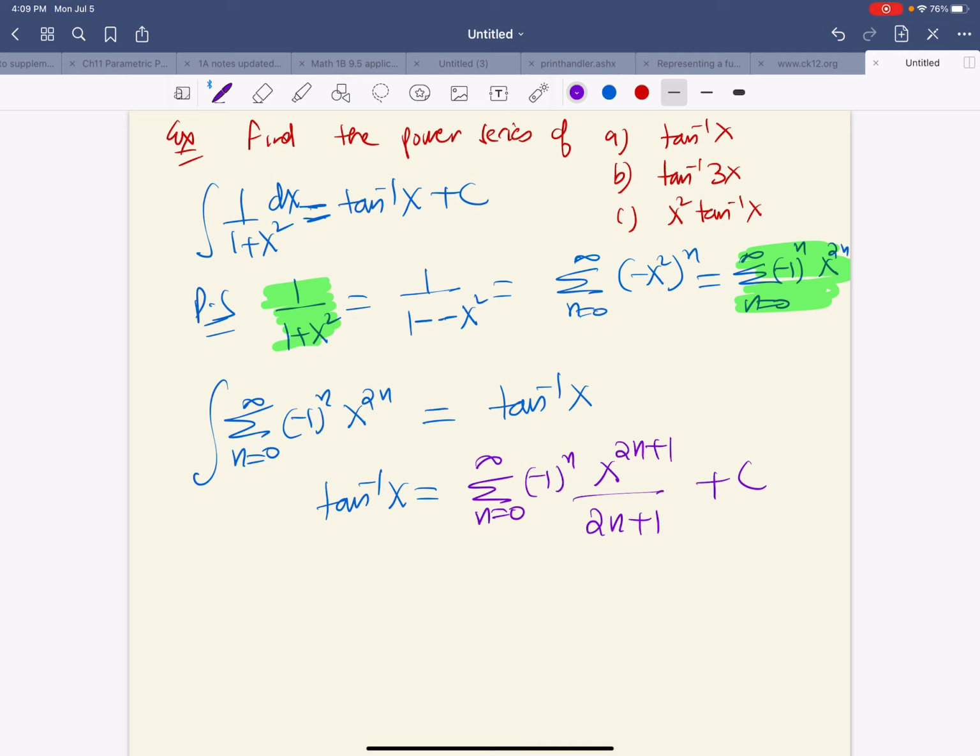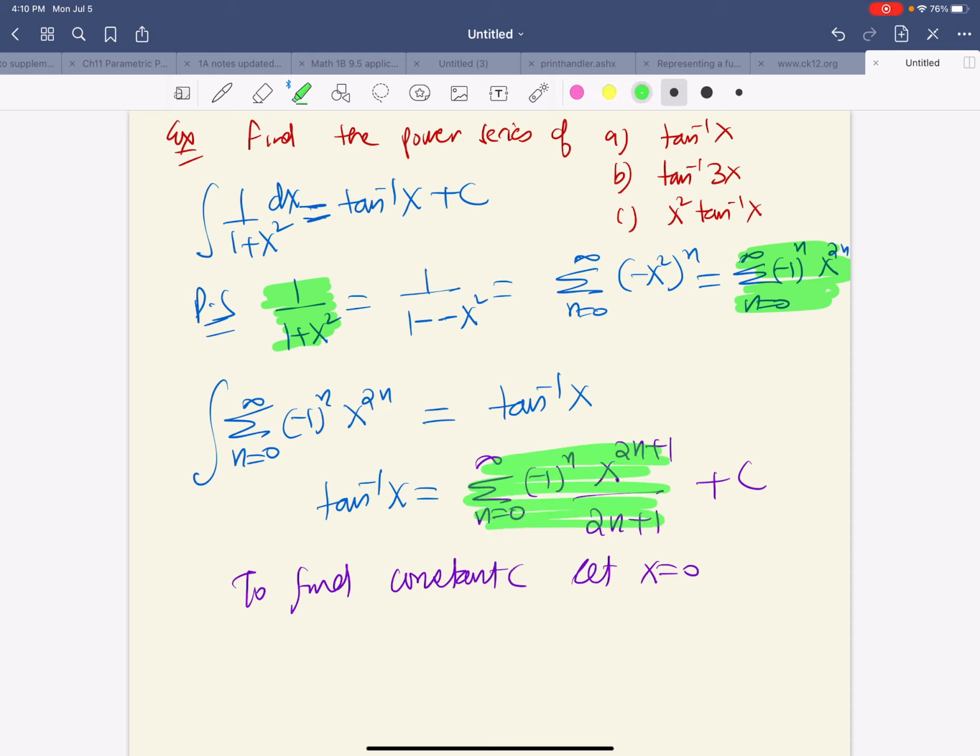But I need to figure out the constant c. To find the constant c, we can let x be 0. You can let x be anything you want, but it would make it more complicated. If I let x be 0, then this entire term will be gone, and it would be easy for me to identify the constant c. Tangent inverse of 0, make sure your calculator is in radian mode, is going to be c, which gives me c is equal to 0. Tangent inverse of 0 is 0.